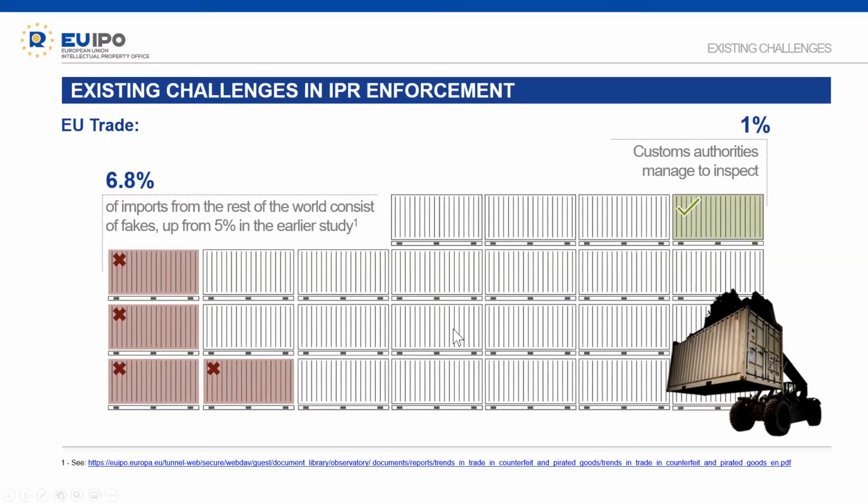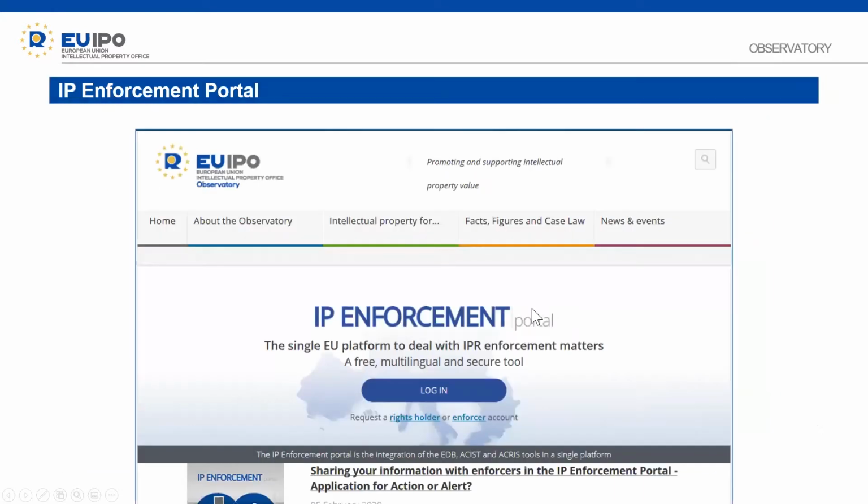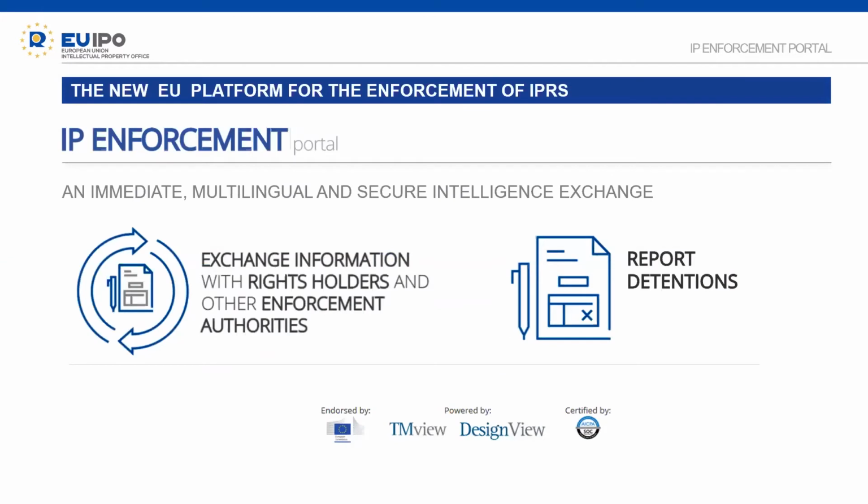So what we have to do is try to support our enforcers, both customs, to ensure that they have enough information to make sure that they target the right containers and inspect the right shipments, and also raise awareness with the internal market authorities. And the solution we've given is this tool, the IP Enforcement Portal. The IP Enforcement Portal consists of various modules.